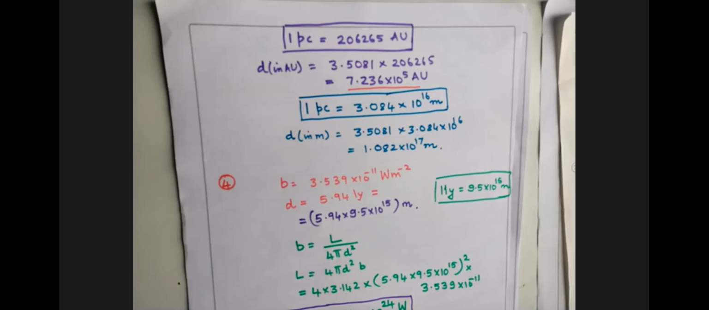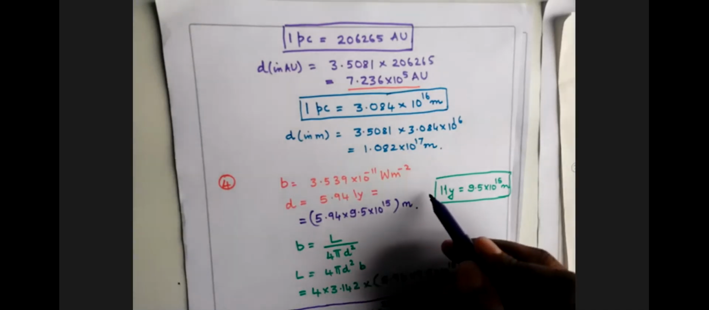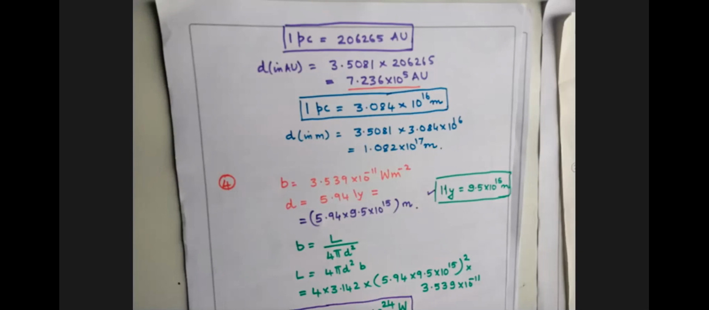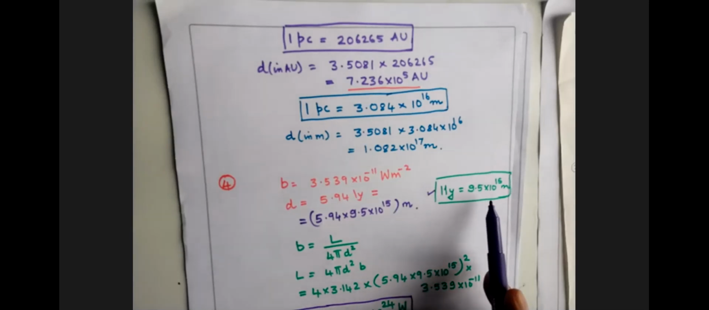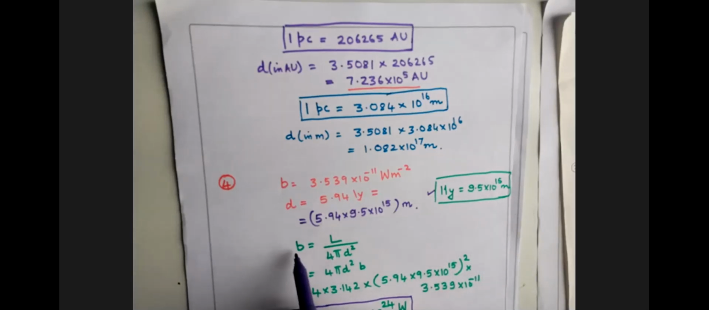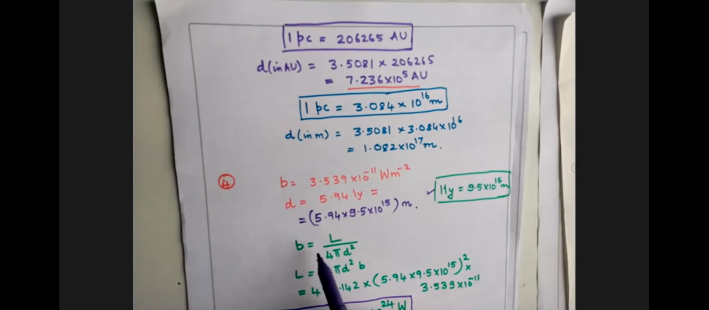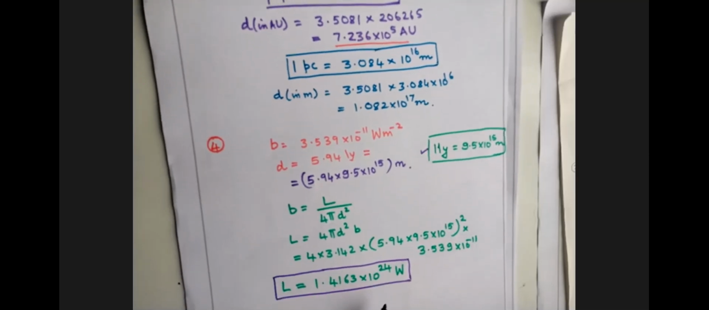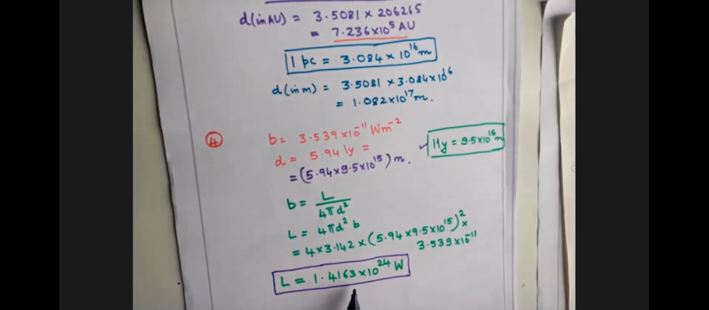In this problem, the key factor to be remembered is the relation between light year and meter. 1 light year is equal to 9.5 into 10 raised to 15 meters. And the relation between luminosity and brightness is B is equal to L divided by 4 pi d square, where d is distance of the star from the earth. So we get the luminosity is equal to 1.4163 into 10 to the power of 24 watts.